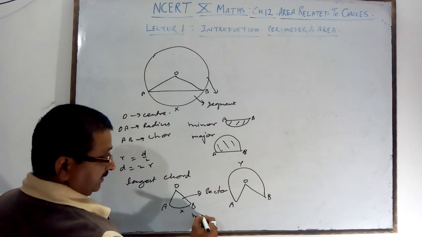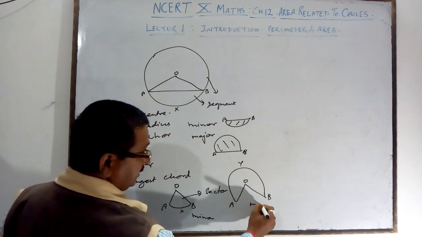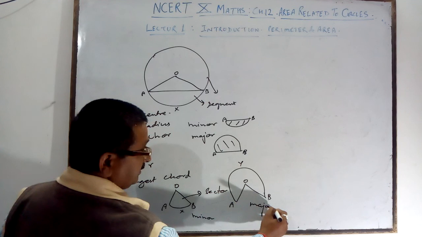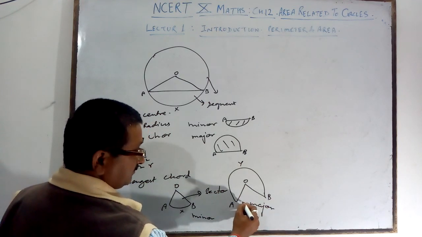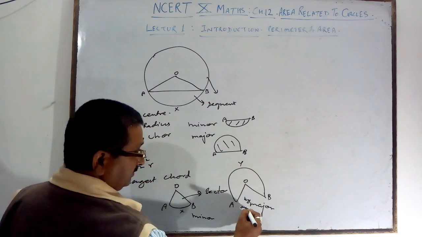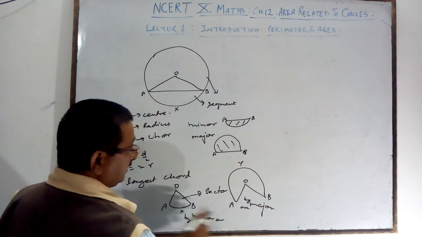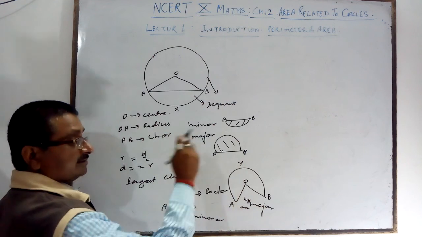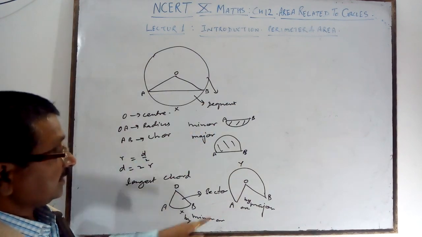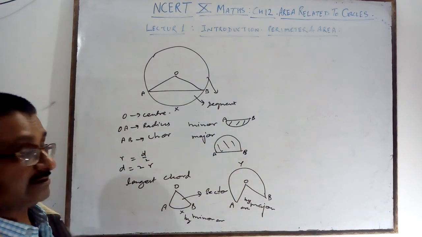One sector is formed by the minor arc and one by the major arc. So we have the minor arc, minor sector, major arc, major sector. We will study the sector and the segment in this chapter.